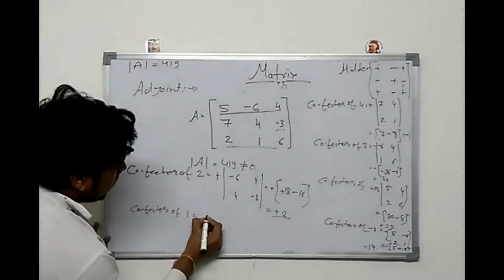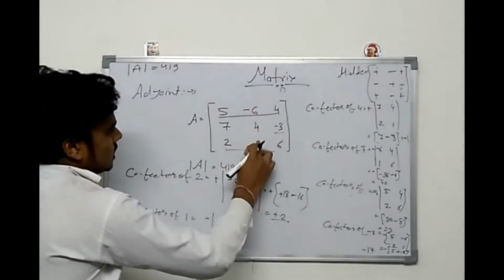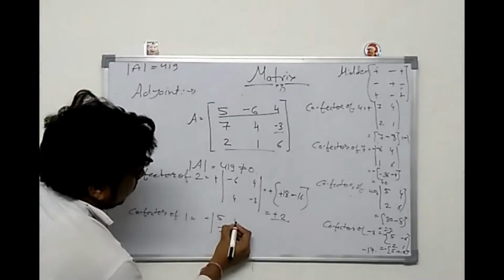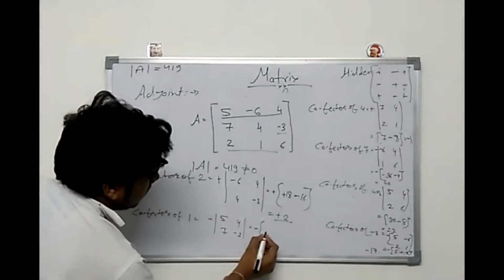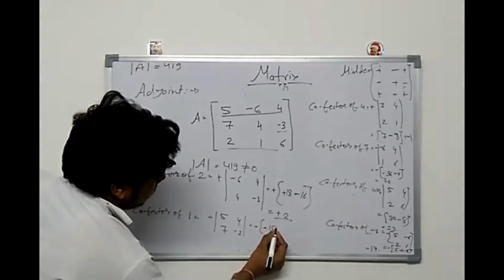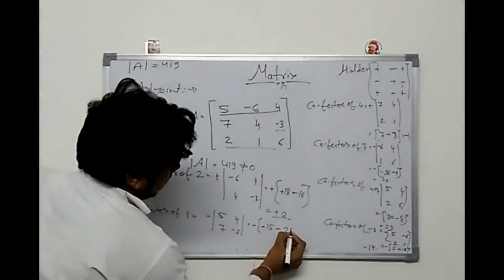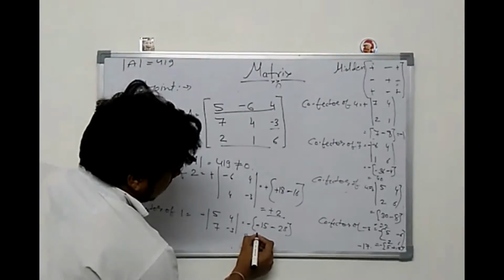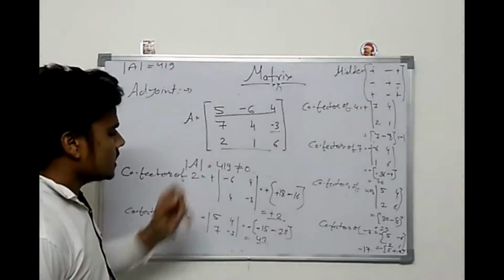Cofactor of 1, minus. This column and this row will be ignored. 5, 7, 4, -3, minus, -50 minus 28, 43 will become... and the cofactor of 6.